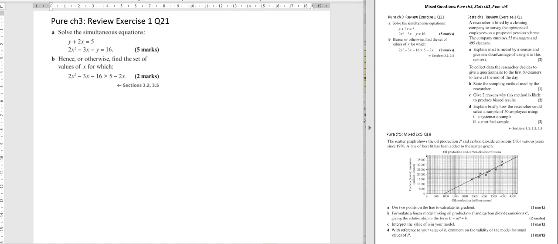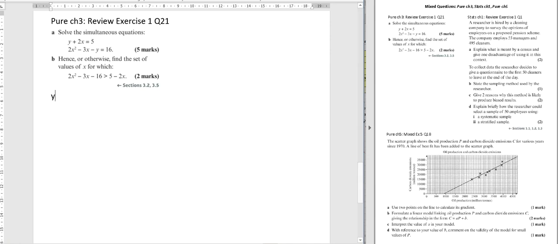In this video, we're going to go through an example, question 21 from the Pure Year 1 textbook, Review Exercise 1, based on the Chapter 3 topic involving simultaneous equations and inequalities. This question's got two parts. The first one asks you to solve these two equations simultaneously.